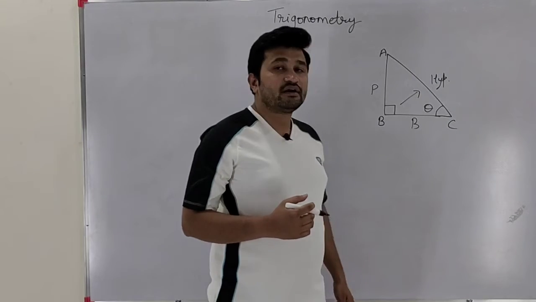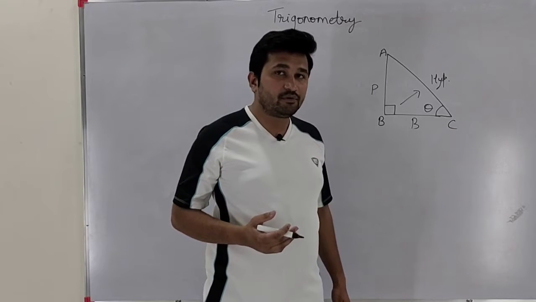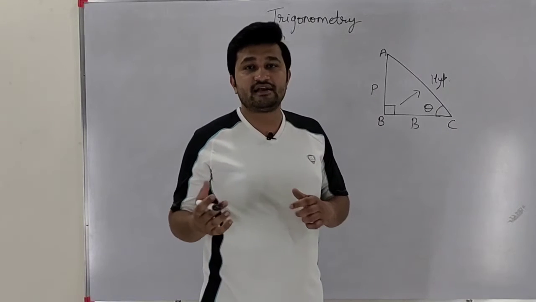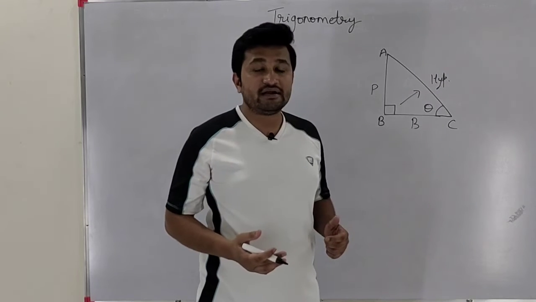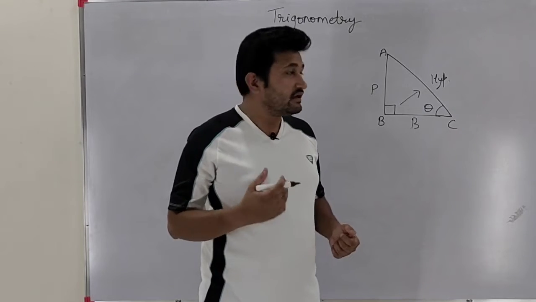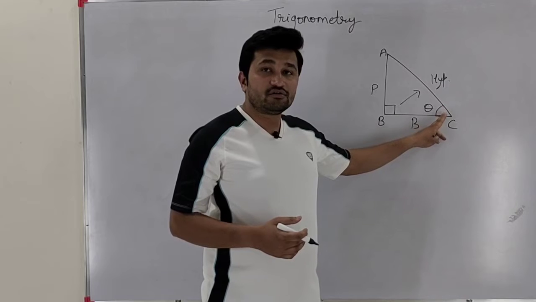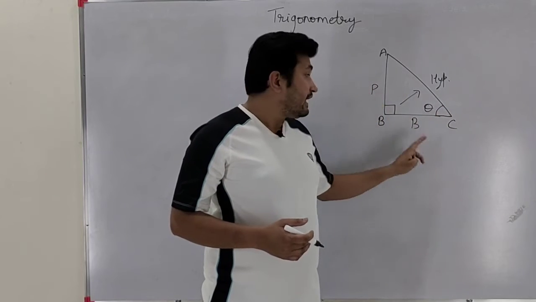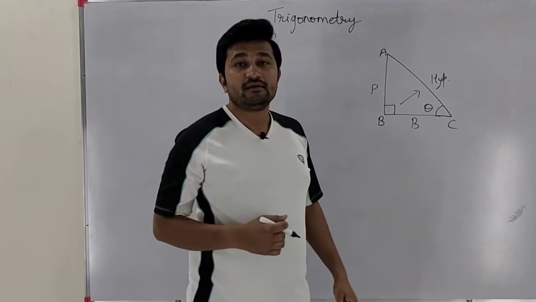This is important. Why? Because as we know, sine theta is perpendicular upon hypotenuse. So in the right angle triangle we should be able to identify which side is the hypotenuse, which one is the perpendicular and which one is the base. The side opposite to the 90 degree angle is the hypotenuse, the side opposite to theta is the perpendicular, and the side which contains both theta and 90 degree is the base.